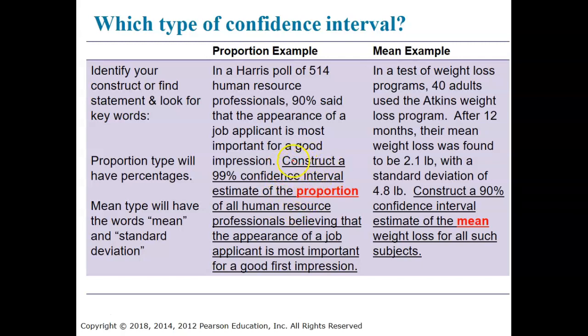So you're going to be asked, like on this one, to construct a 99% confidence interval estimate of the proportion. If you find this sentence in the problem and focus on that, it tells you exactly what type you're going to be doing. So this would be a proportion type, like the ones we've been doing in the last couple of days of lecture. This one says construct a 90% confidence interval estimate of the mean weight loss. So here, instead of proportion, we're talking about a mean type.